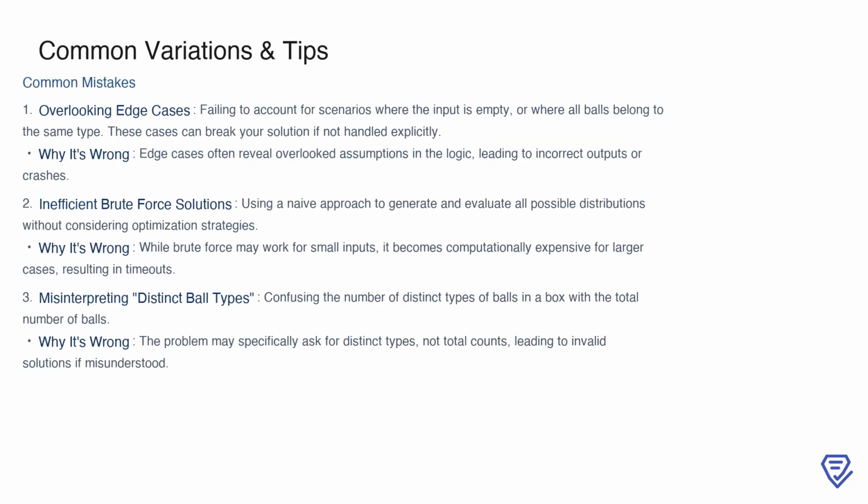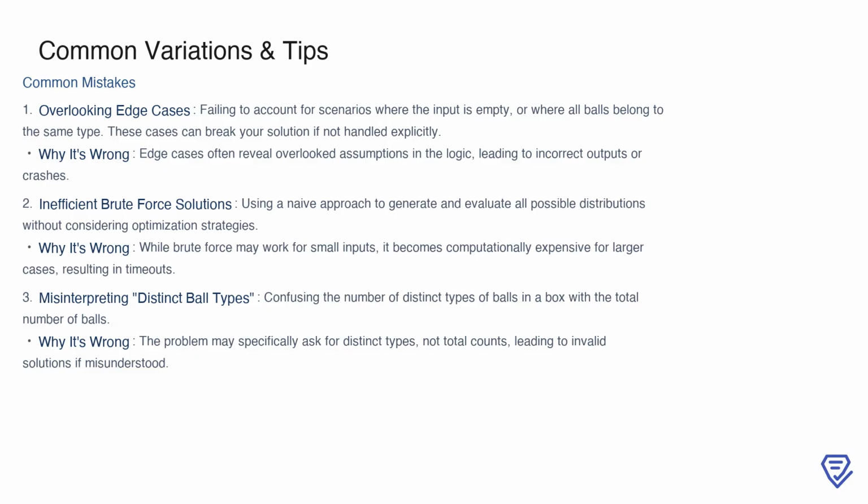When working on this problem, there are a few common mistakes to be mindful of. First, overlooking edge cases is a frequent issue. For example, scenarios where the input is empty or all the balls belong to the same type can easily break your solution if they're not explicitly handled. This happens because edge cases often expose hidden assumptions in your logic, which can lead to crashes or incorrect outputs.